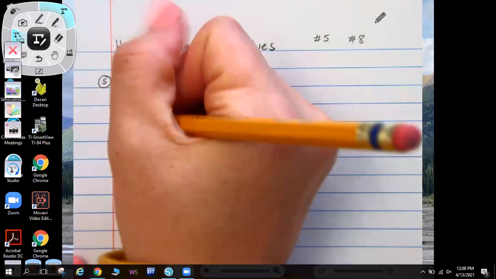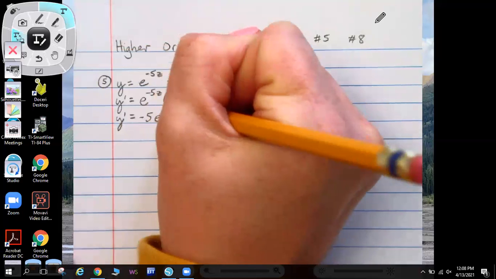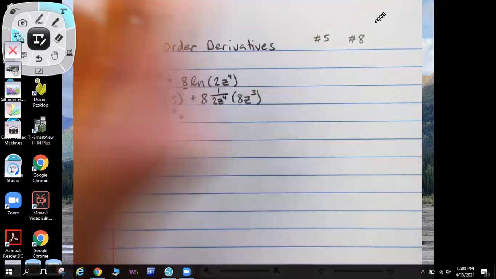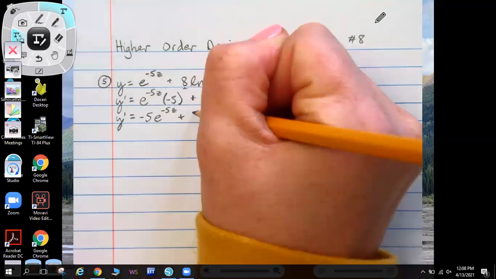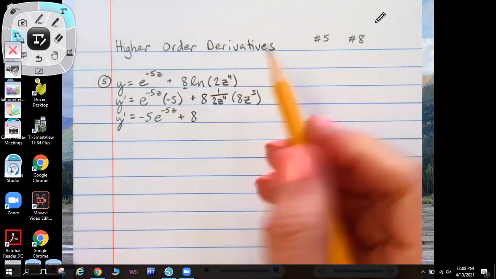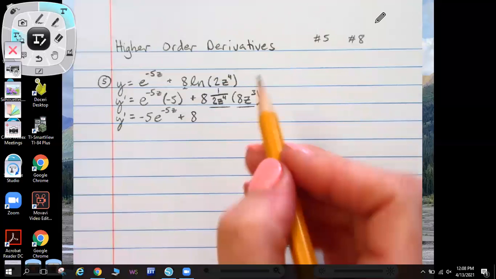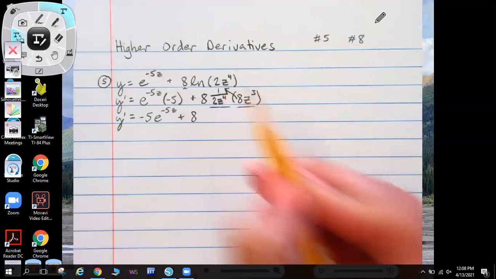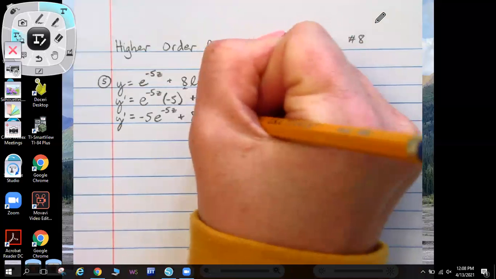We can simplify the way that this looks just a little bit. Rewrite this as negative 5e to the negative 5z. So let's just leave that 8, and then let's multiply this fraction times 8z cubed. All that means is that 8z cubed gets multiplied by the numerator. So this is 8z cubed over 2z to the 4th.